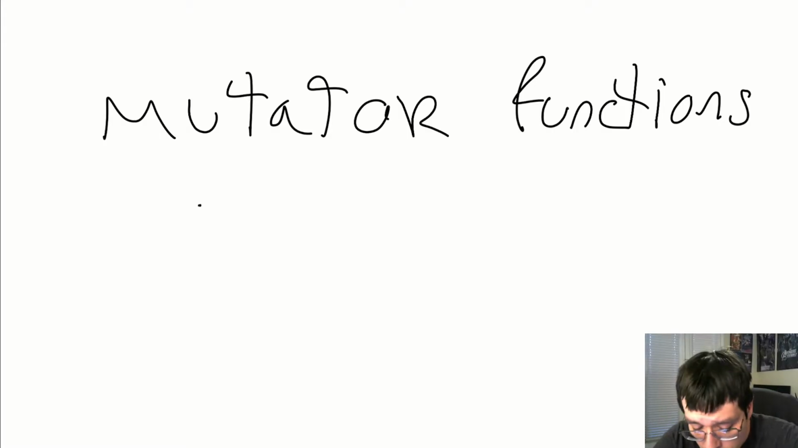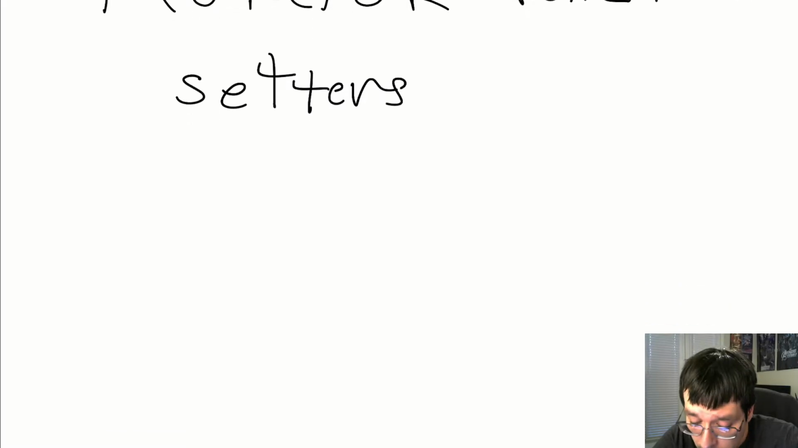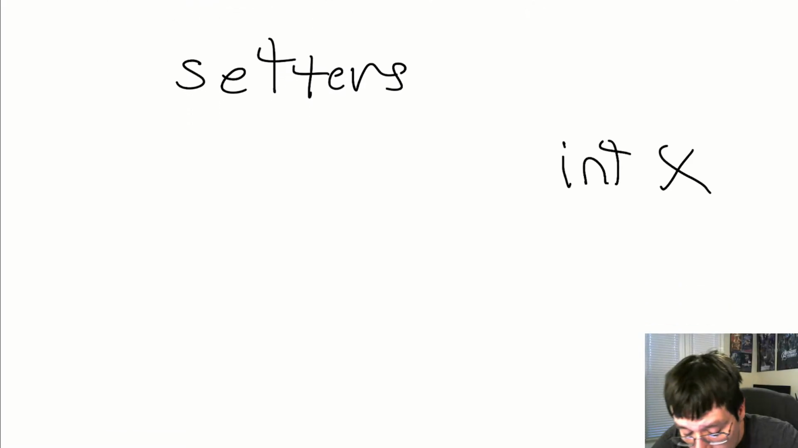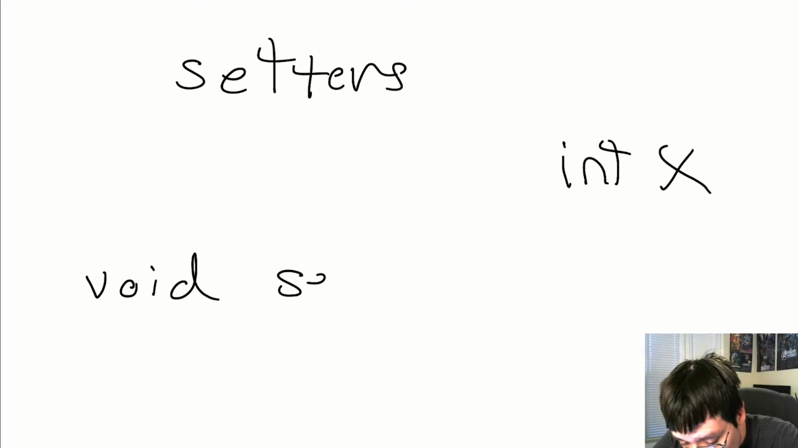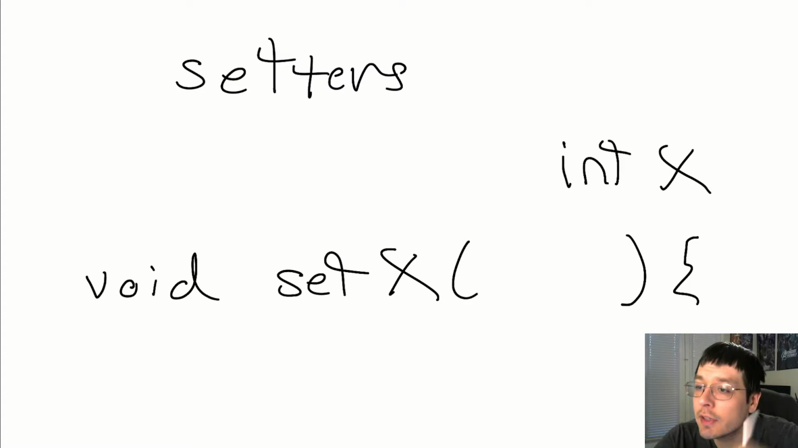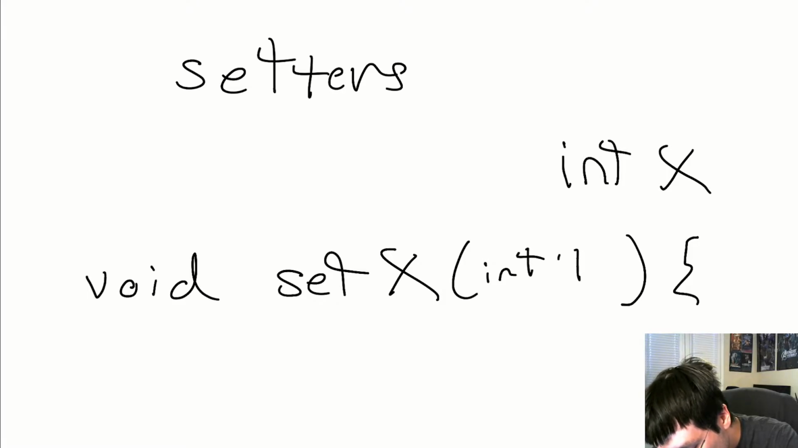The mutator functions are also known as setter functions because a lot of the time the name is the word set and then the variable. So let's say we wanted to modify that int x variable again. You would make a void function and put set and then the name of the variable. In this one you typically have a parameter, and that parameter is whatever you want to set the variable with. So in here might be int and then some variable name. Make it something different so you don't get confused. So I'm going to say int t.